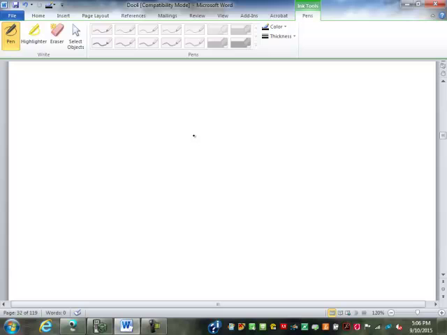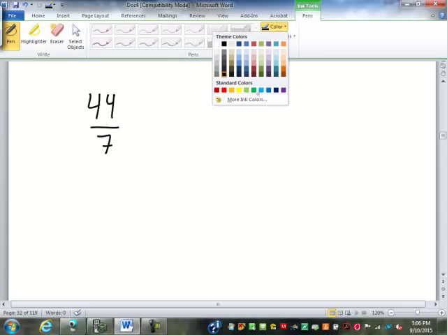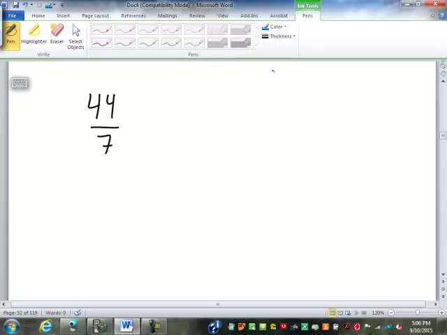Another thing we can run into is something like this. 44 over 7. The 7 is telling us it takes 7 pieces to make a whole object. The 44 says we have 44 pieces. We have enough pieces to make not just one, but several whole objects. So it'd be easier if we split them up so that we had the whole objects with pieces left over. What we have right here, this is what's called an improper fraction.